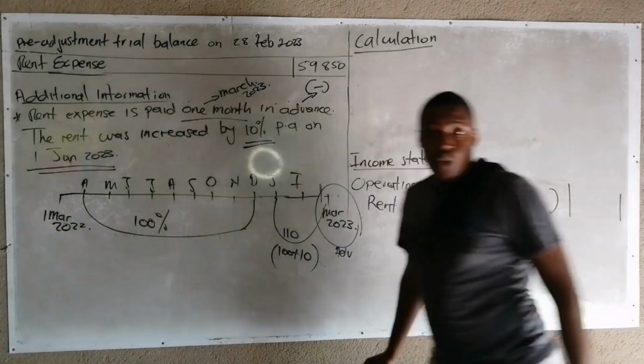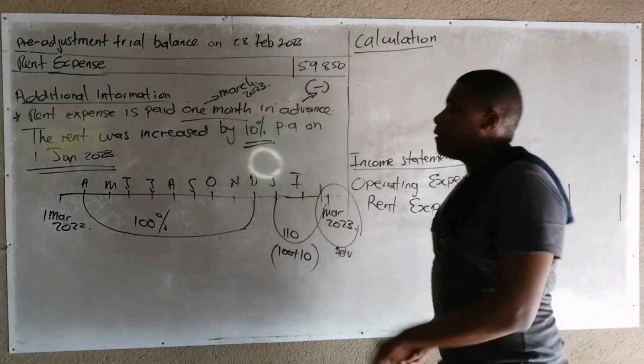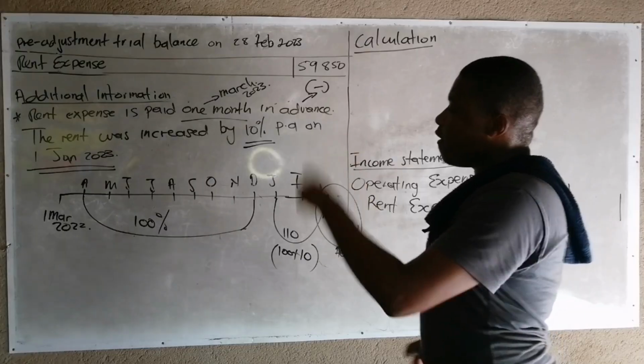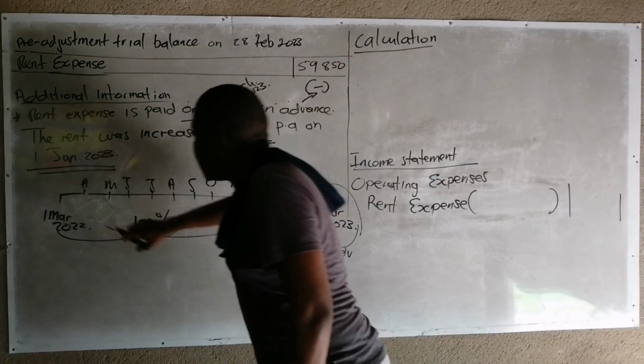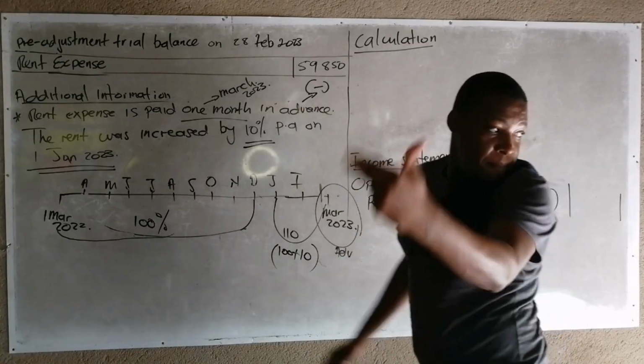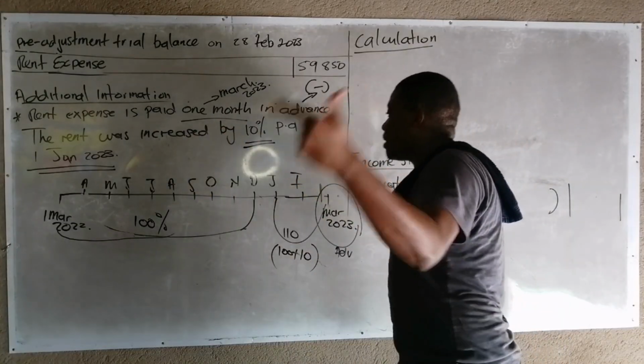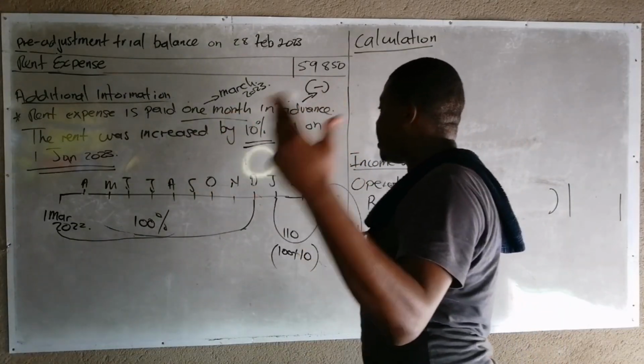Then if you do a calculation for the dates, you just say from March. At the beginning of March, where it was 100%, from the beginning of March, is March, April, May, June, July, August, September, October, November, December.